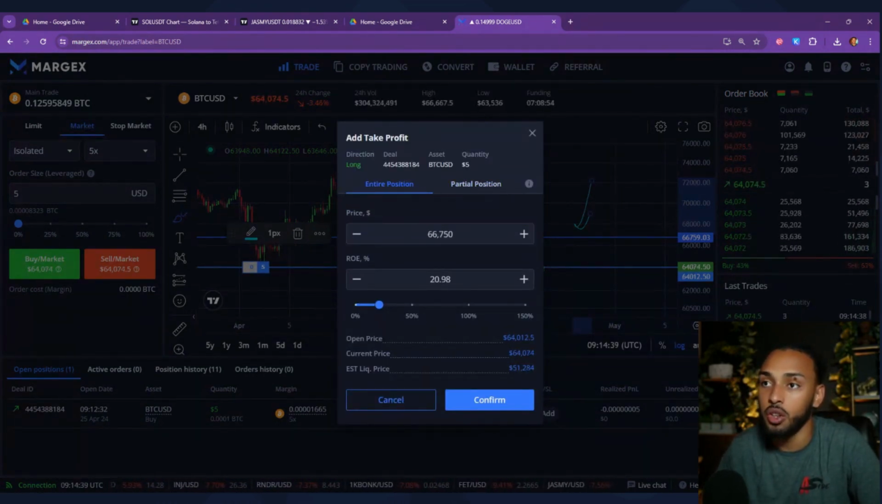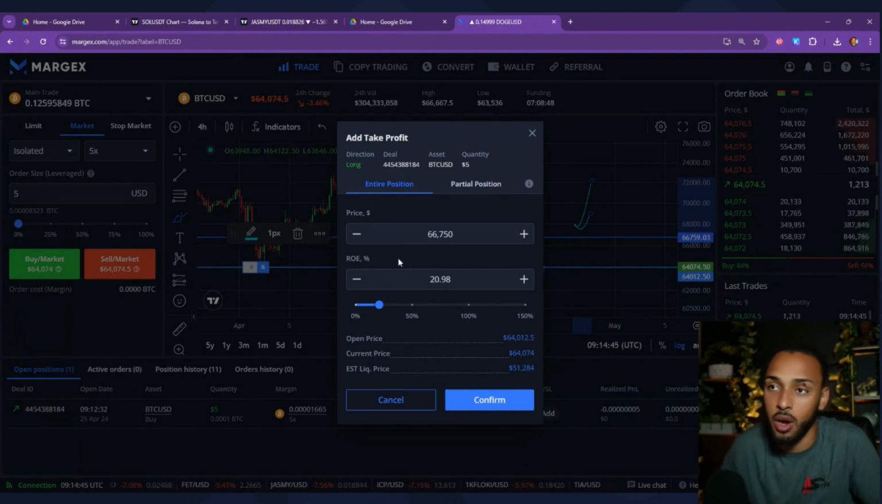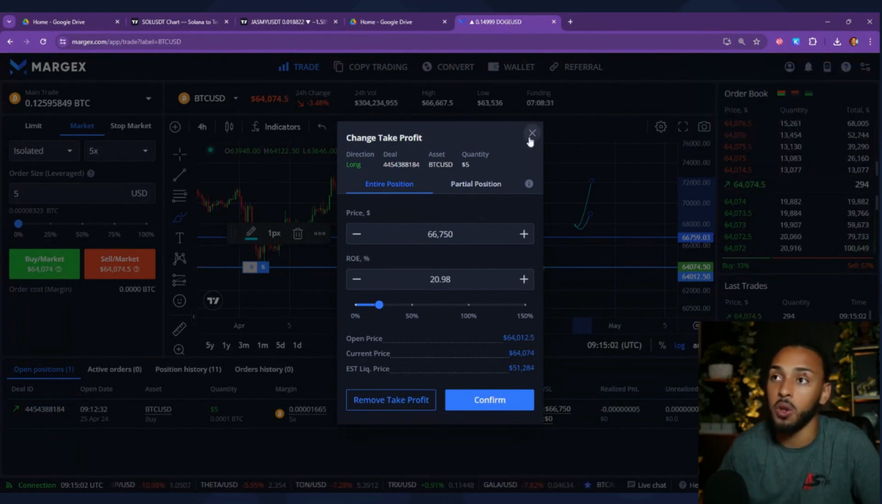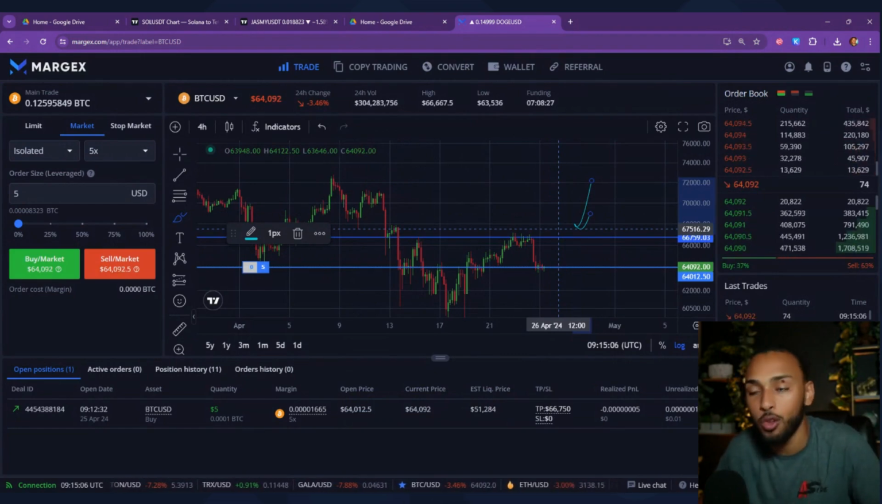And what it's actually going to do is it's going to give you a return on the investment. This is what they think that you're going to make. So this is percentage wise. So at this point, if we get to 66.75, they expect that we are going to see a 20.9 to 20.98% return. And let's go ahead and let's just confirm that bad boy up. And as you can see here, boom, 66.75 has been placed. So now we know if we go up to 66.75, we're going to see this position close at what should be around a 20 to 21% gain.